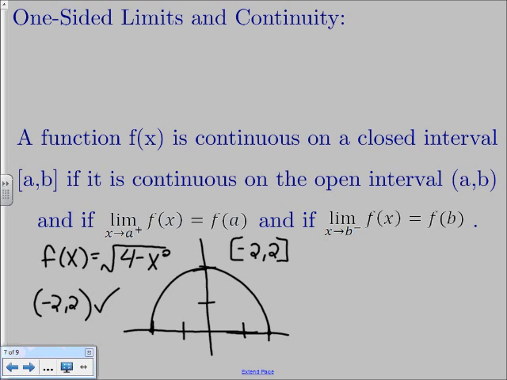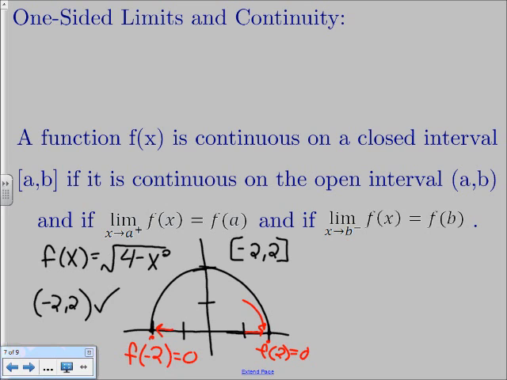And now we need to look at what the limit approaching -2 from the right is and what the limit approaching +2 from the left is. So if we look at our graph, you can kind of tell that as we approach -2 down here, if we follow that graph down, it's going to 0, which is the same as the function value at -2. So that's good. Now if we look at the limit approaching 2 from the left-hand side, we're going to follow it down and we're also going to get 0, which is the same as the function value at 2.